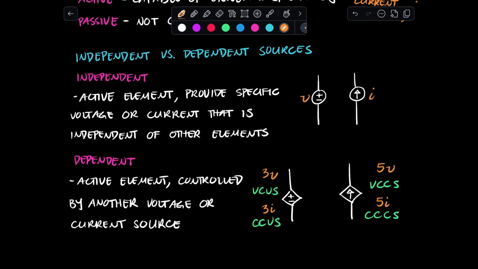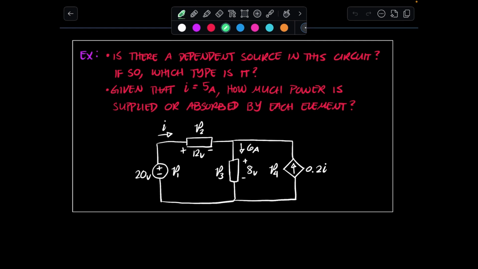It should be noted that an ideal voltage source, either dependent or independent, will produce any current required to ensure that the terminal voltage is as stated, whereas an ideal current source will produce the necessary voltage to ensure the stated current flow.